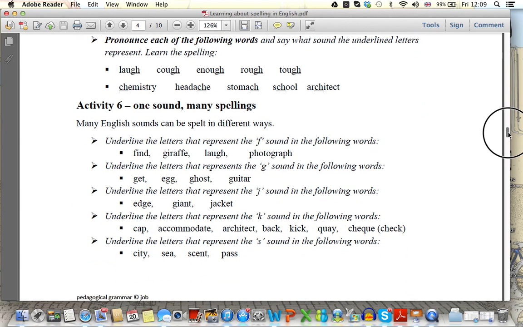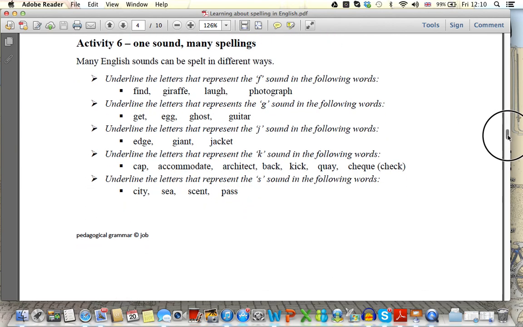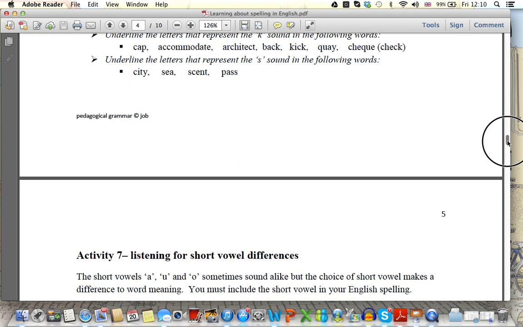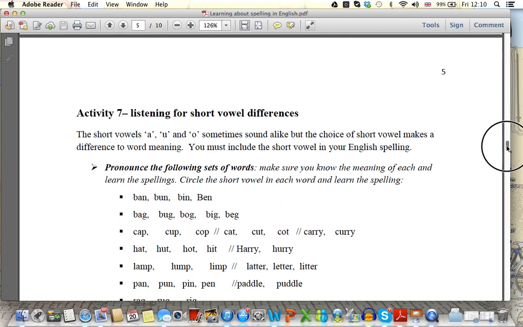So many, here we move on to activity 6, where we have one sound and we have many spellings. If we take the F sound in the following words, we have find, giraffe with 2, we have laugh, and we have photograph. So we have 4 different ways of representing the F sound. And if you go through the other examples here, you will notice the same issue.